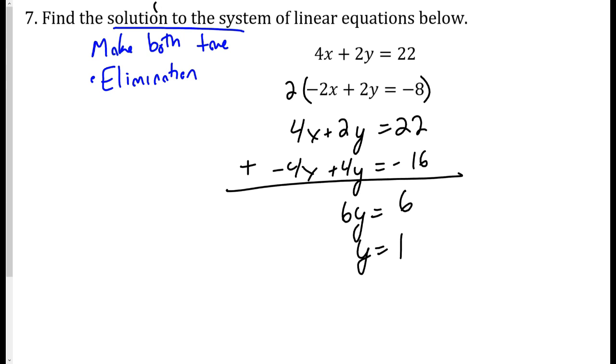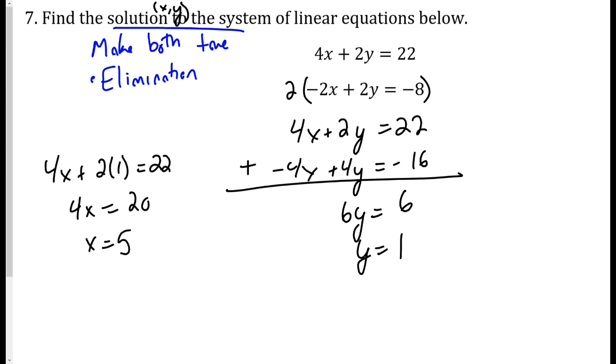The solution is the point x comma y. So I plug it back in. 4x plus 2 times 1 equals 22. I picked the top equation. You could use the bottom equation. 4x equals 20, so x equals 5. So the solution to the system is 5, 1. These two lines intersect at the point 5, 1.